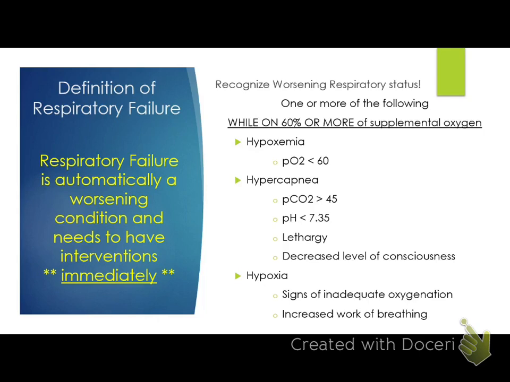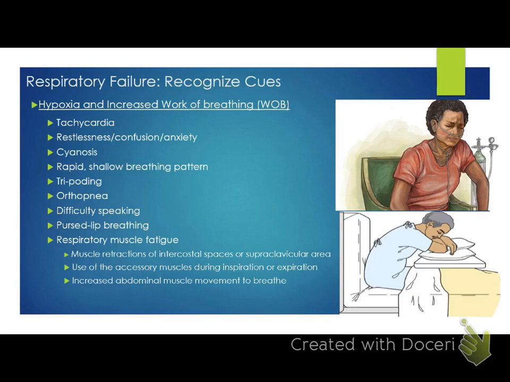And then you have hypoxia, which is basically what we will see on assessment or what the patient will report to you. These are signs and symptoms of hypoxemia. So hypoxemia is just having low oxygen in your bloodstream. Hypercapnia is having too much CO2 circulating in your bloodstream. And hypoxia is just your signs and symptoms of being in a low oxygen state. So you could have one or more of the following. You could have a patient on 60% having hypoxia, but yet their PO2 isn't low yet, and they are not acidotic yet, but they are having an increased work of breathing that is causing them to be in respiratory failure. So let's look at the actual hypoxia and increased work of breathing.